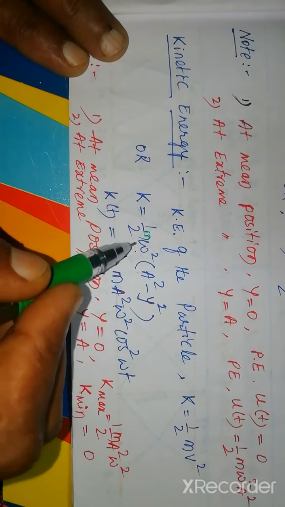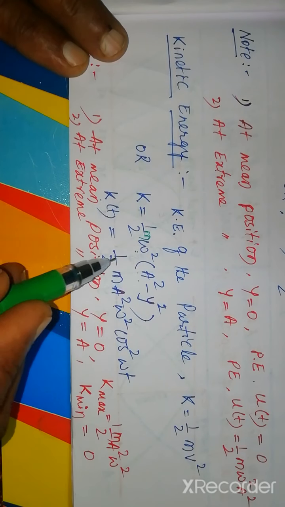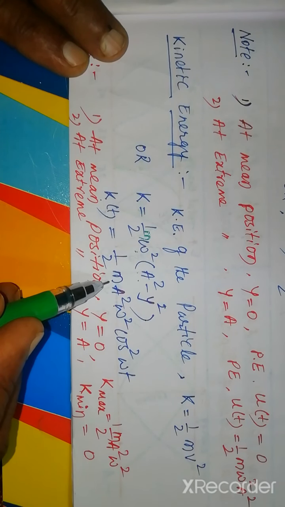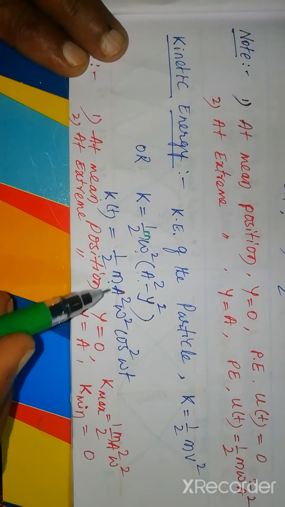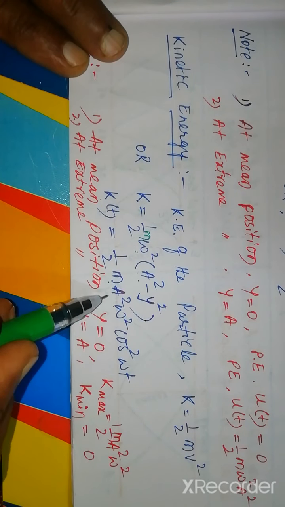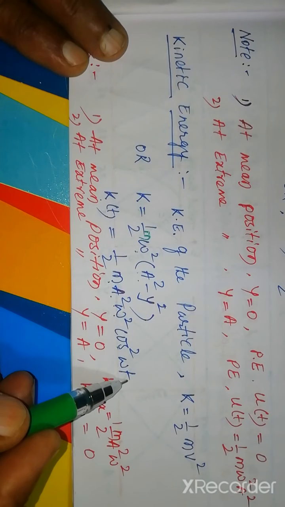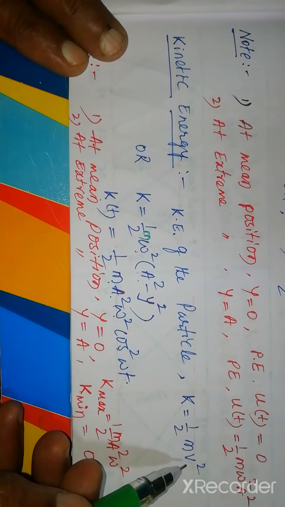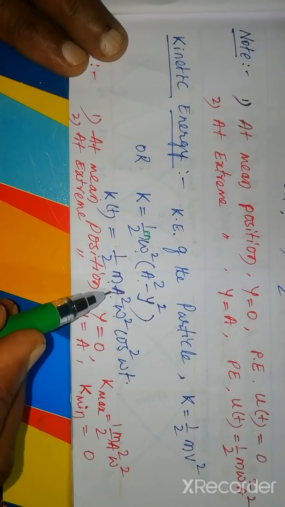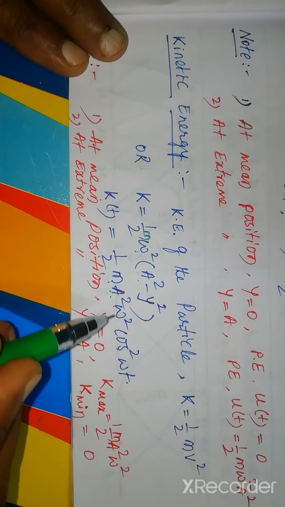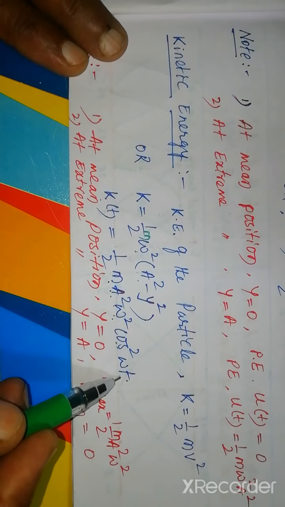So kinetic energy is a function of time, it is half m a square omega square cos square omega t. So v square can also be written as a square omega square cos square omega t.